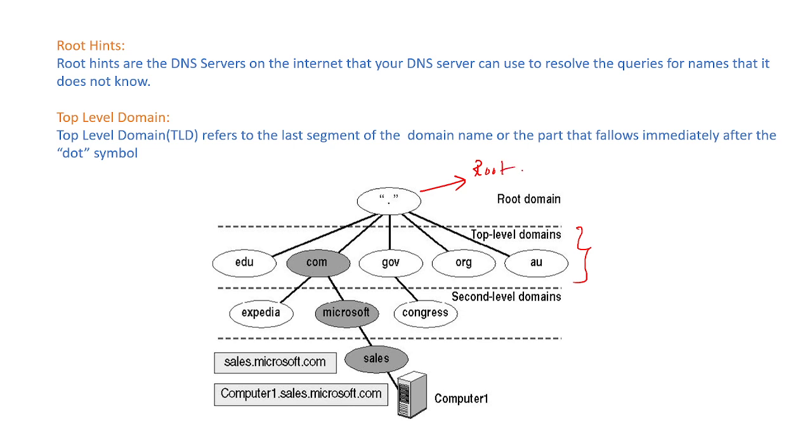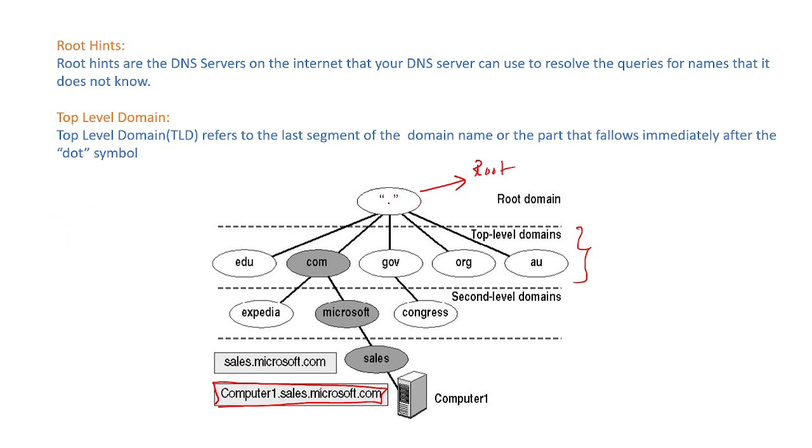So if you want to resolve something which is outside of your organization, the resolution always happens in reverse order. Say, for example, you want to browse computer1.sales.microsoft.com. You don't know the IP address of it. Then what will it do? The query will go to the dot. This is called the root hints.